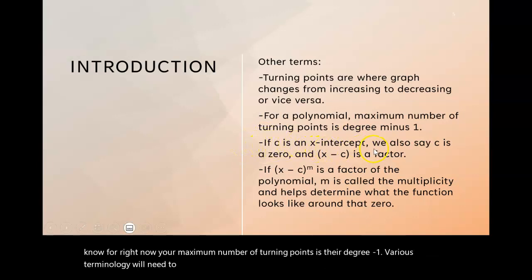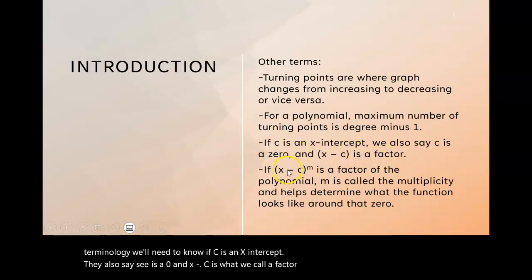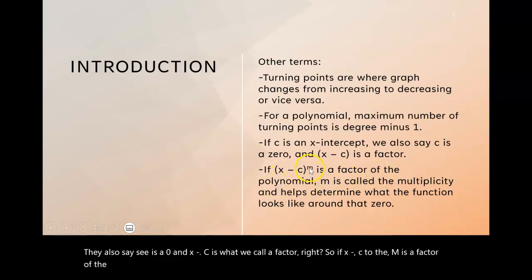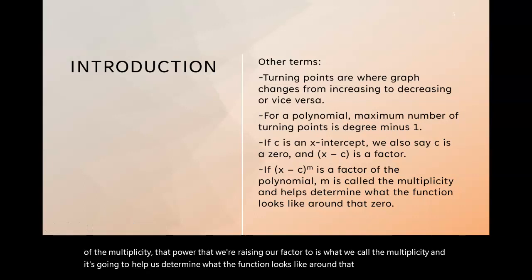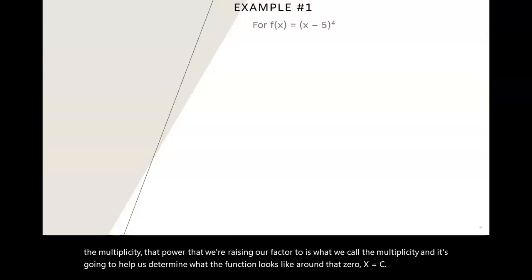If c is an x-intercept, we also say c is a 0, and x minus c is what we call a factor. All right, so if x minus c to the m is a factor, the power that we're raising our factor to is what we call the multiplicity. And it's going to help us determine what the function looks like around that 0, x equals c. All right, so let's do some examples here.